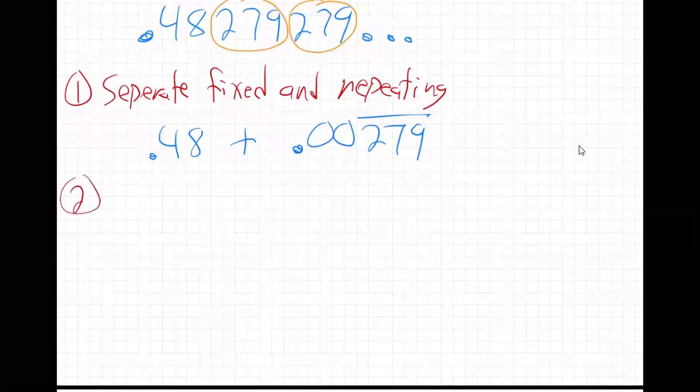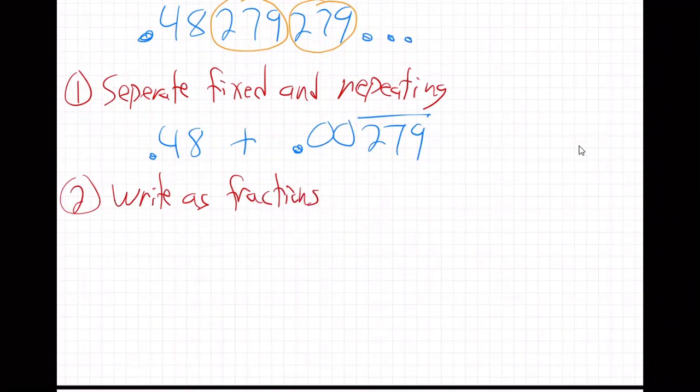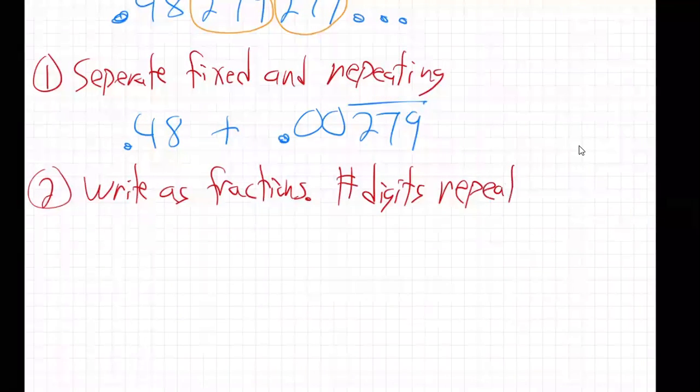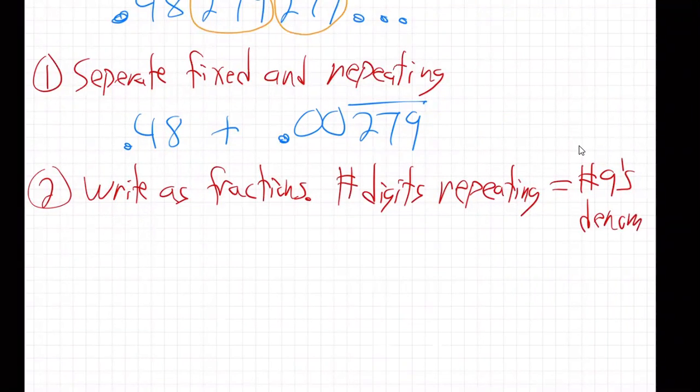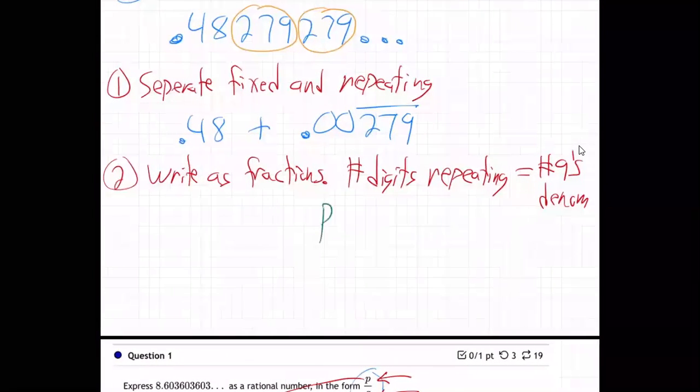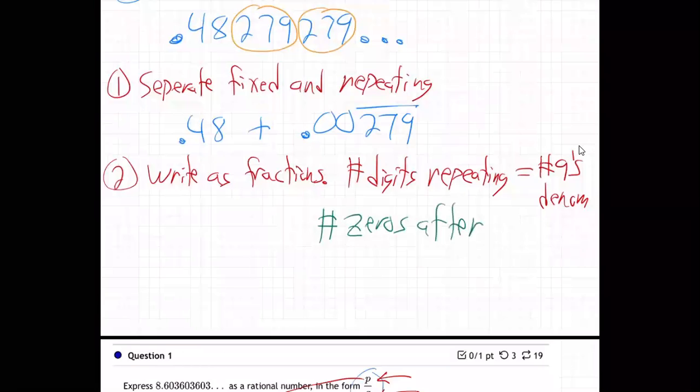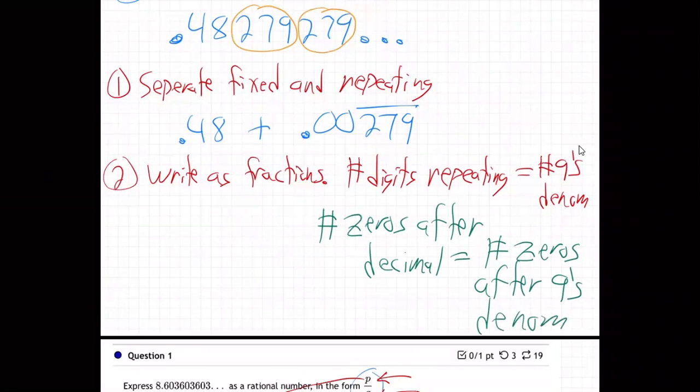All right, step number 2. Write them as fractions, and then specifically, the number of digits that are repeating equal the number of 9s in the denominator, but also the number of zeros after the decimal equal the number of zeros after the 9s, again in the denominator, right?